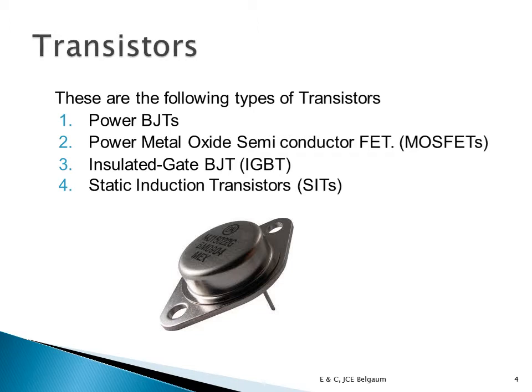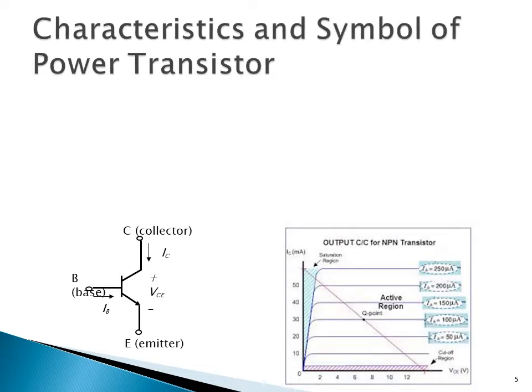So the picture represents how a power transistor looks. It's a little bigger size than what you have been exposed to see in the low power device. Coming to the characteristics and symbol of the power devices, this is basically an NPN device. We have seen the arrow here. So three terminals, collector, emitter and base, same as your low power device. This is okay with the same output characteristics.